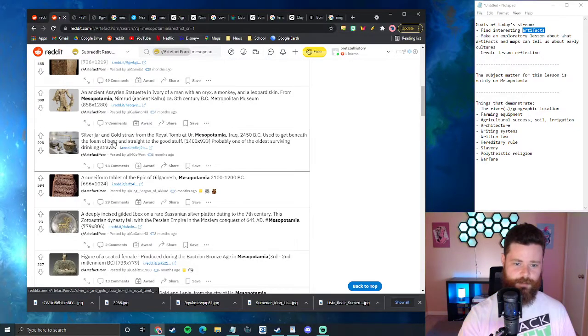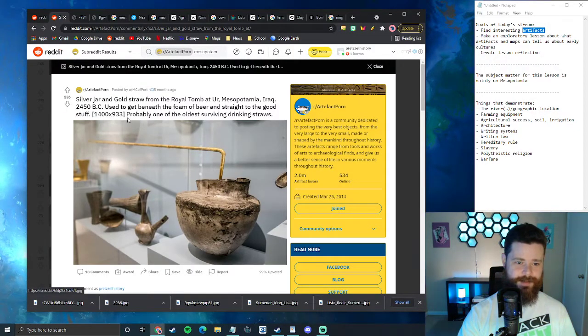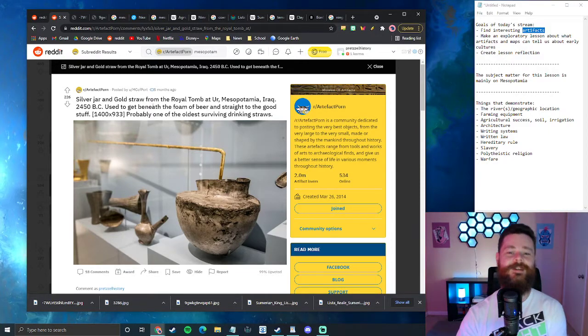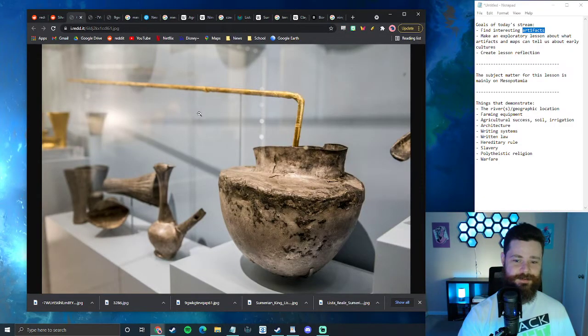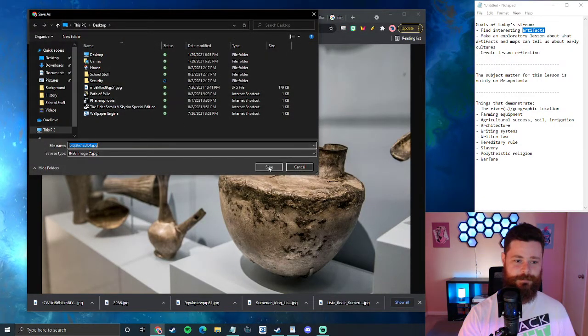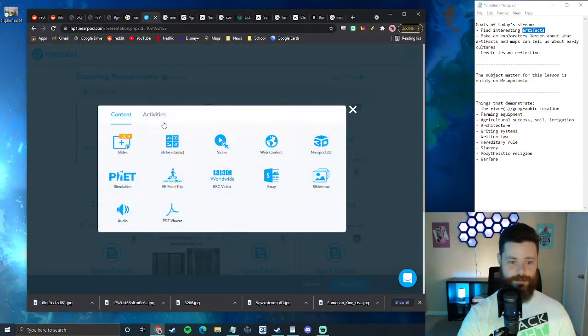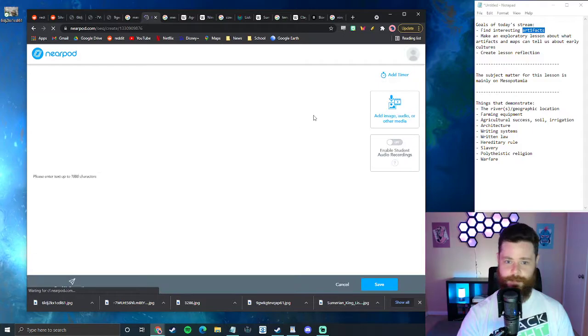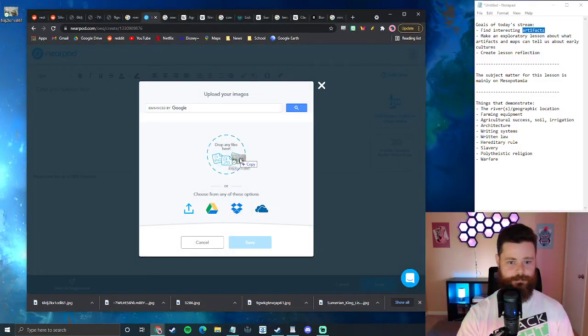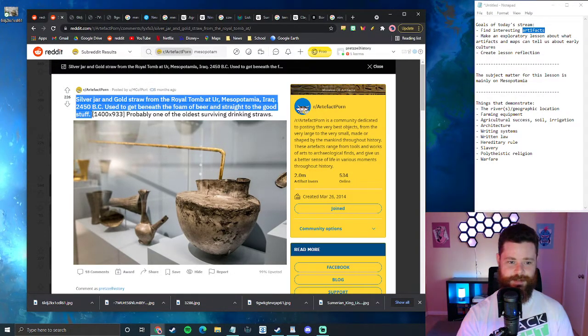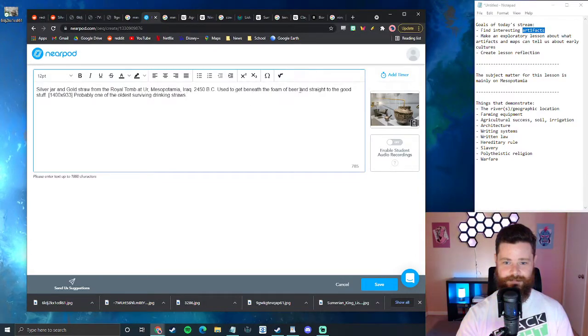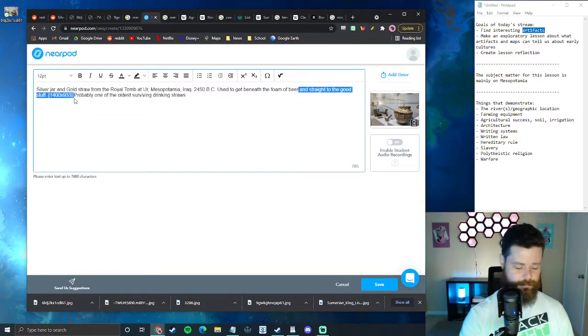Ooh, this could be an interesting one. Okay, it says used to get beneath the foam of beer and straight to the good stuff. Okay, this could actually be a really, really good one because it tells us several different things. So let's start an open-ended question here. And how would they describe? I'm just gonna skip the straight to the good stuff part. The foam of beer. Period.